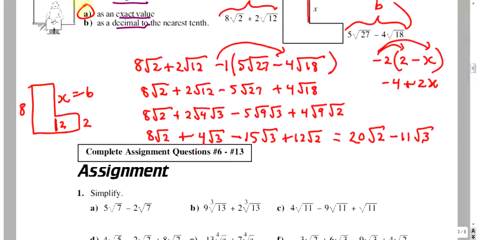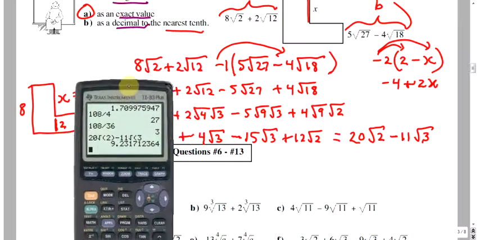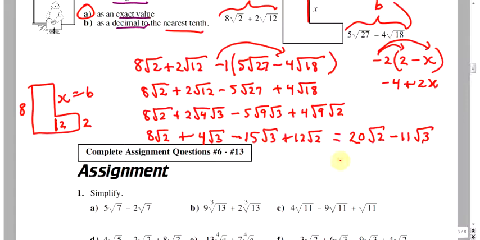Do you know how to put that in your calculator and get a decimal? To the nearest tenth. If you got a good one, you don't have to worry about order of operations. You just plug it in. Answer the question, how many decimals do I want? To the nearest tenth, that's 1 decimal. That's 9.2.